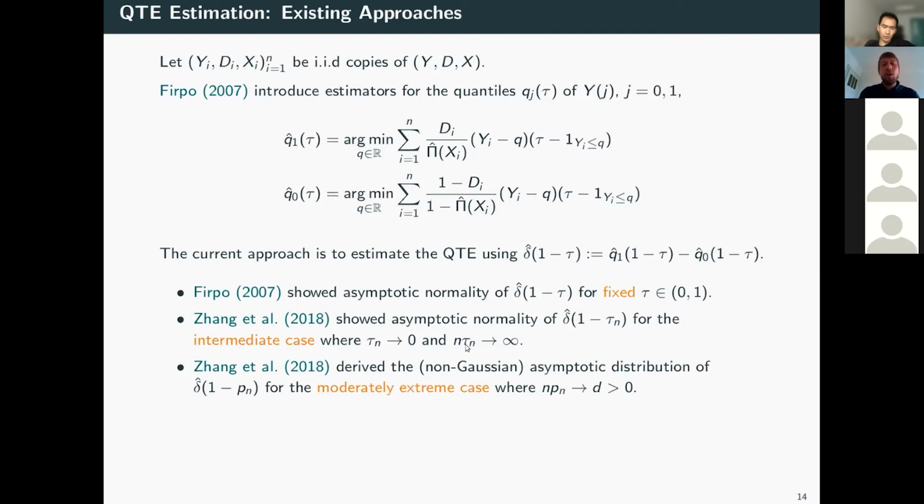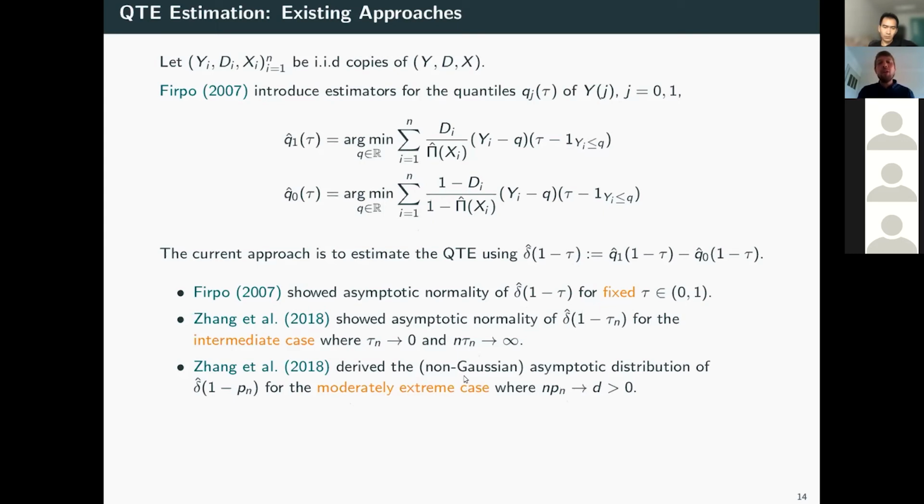Now, why is this n times tau n important? This is important because n times tau n is the expected number of exceedances above the quantile 1 minus tau n in a sample of size n. So this means that by this assumption, he makes sure that there still are enough observations to estimate this quantile treatment effect in a classical way by just using empirical methods. And he also went a little bit higher and said, okay, we can look at a kind of moderately extreme case where n times, and now I call this Pn, goes to some constant d. So the number of exceedances will converge to a constant. I call this Pn because later on, this Pn will be more extreme than tau n.